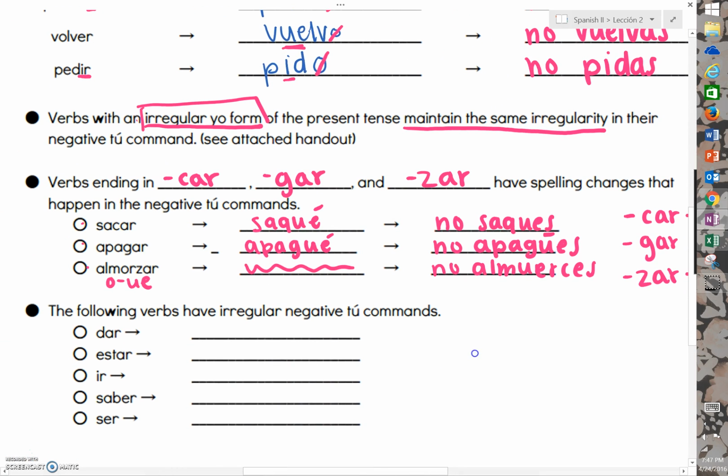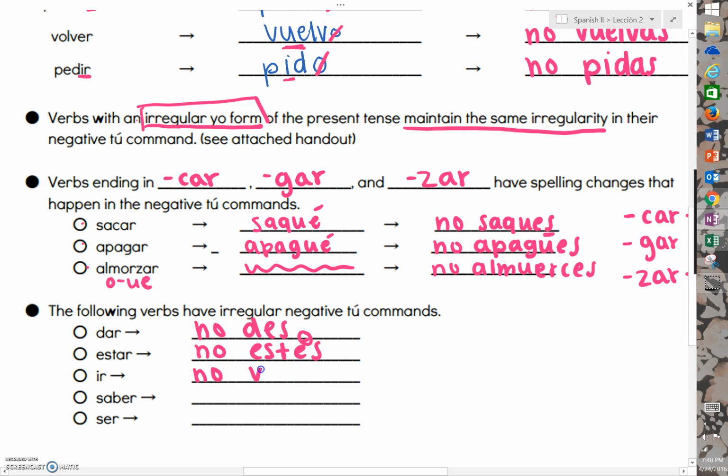Okay, one last thing to talk about. I know we've talked about a lot of different rules and exceptions for forming negative tú commands, but just like pretty much everything in Spanish, we do have to talk about the irregulars. There are 5 of them. Only 5, and you have to memorize them. No way around it. It's just easier to memorize them and recognize them as irregulars. The first one is dar. Dar becomes no des. Estar is our next one, which becomes no estés with an accent.